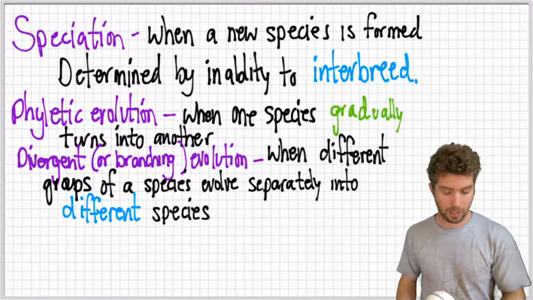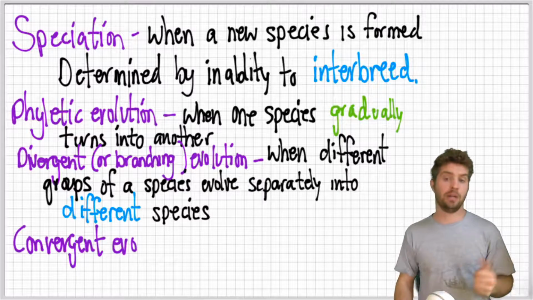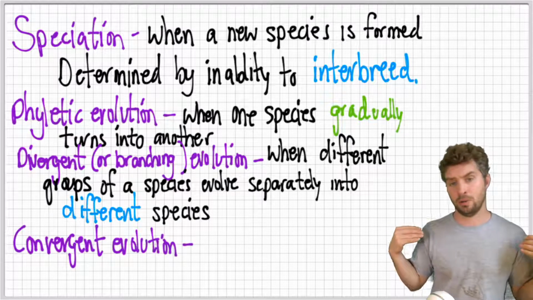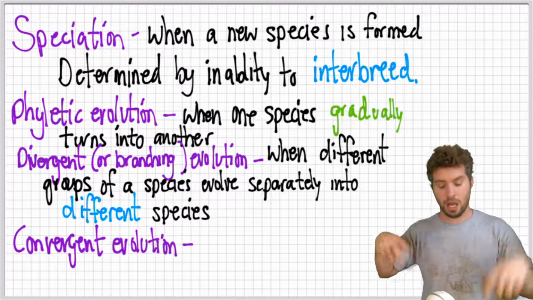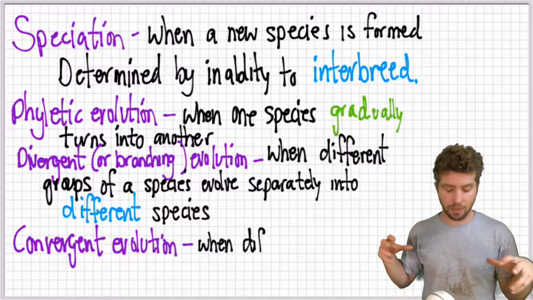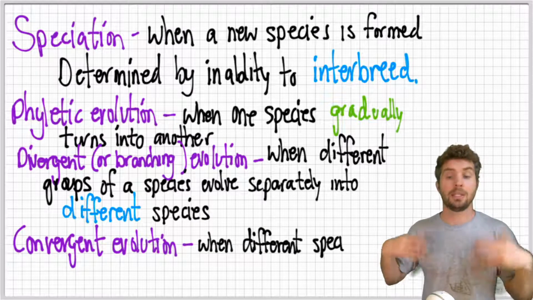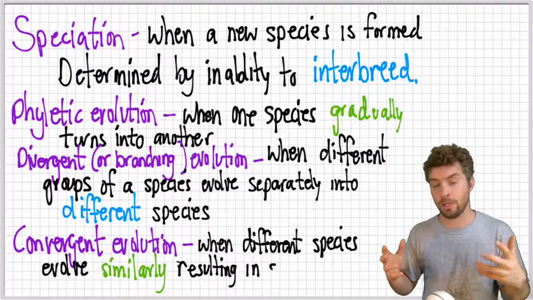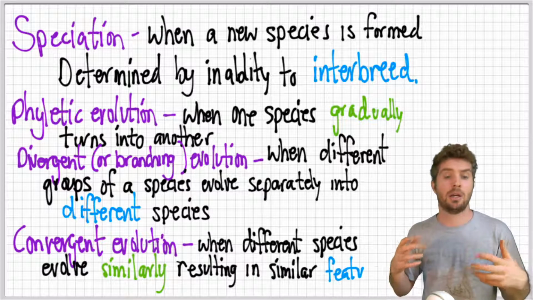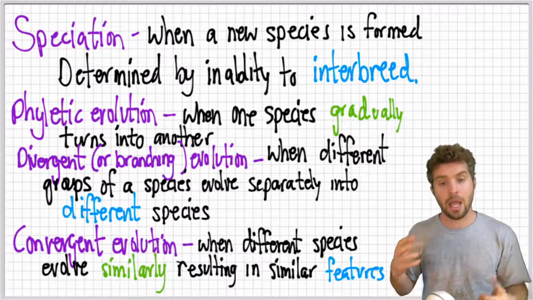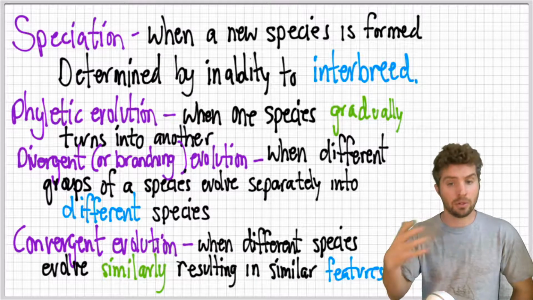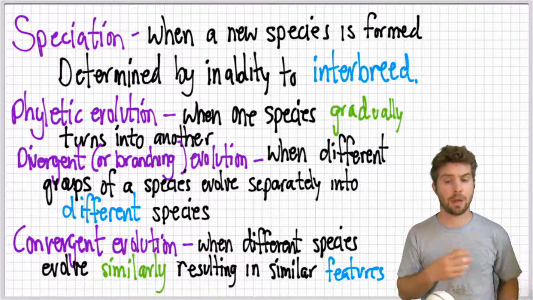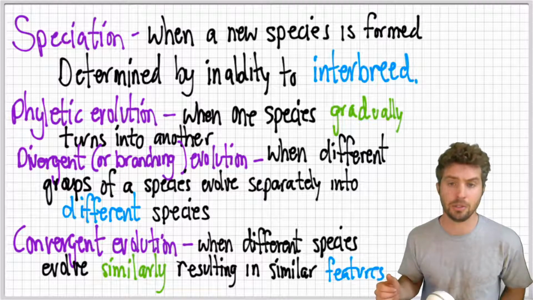Okay? Divergent or branching. Then convergent evolution is another thing that can happen, where two species, which were different to begin with, evolve separately, but similarly. Okay, maybe they're in very similar environments, maybe they're in the same environment, and they have very similar selection pressures, and the result of their evolution at the same time ends up with similar features, right?